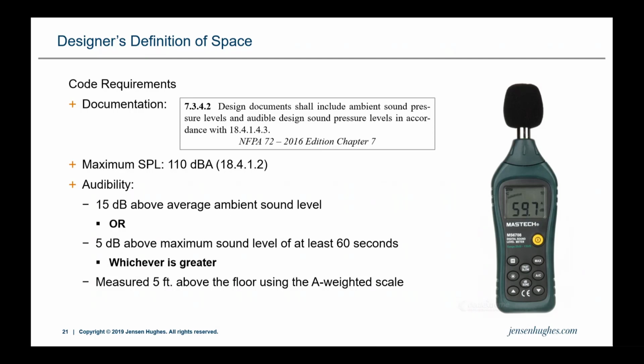And we measure that using a good high quality sound level meter measured 5 feet above the floor using the A-weighted scale. Often these good sound meters have an A scale, B scale, and a C scale. It's important to use the A scale because that most closely represents what we hear at the human ear. So that's what the code has decided, and that's why that requirement is in there.